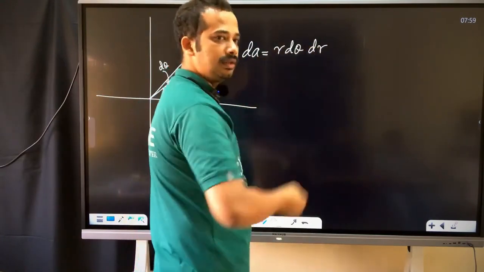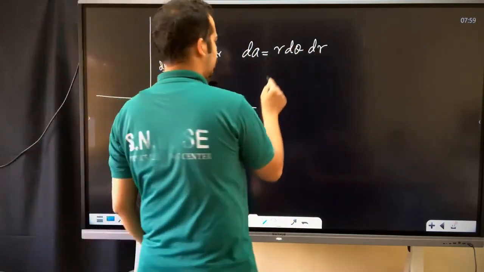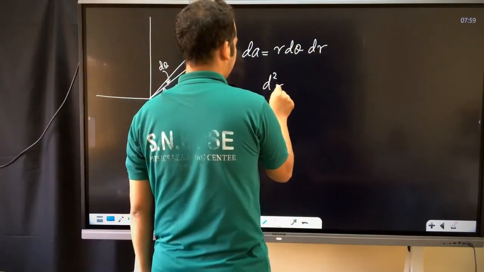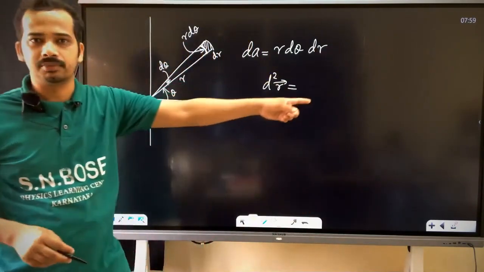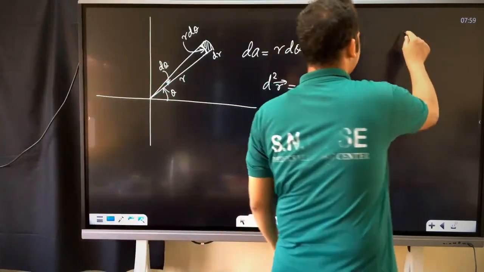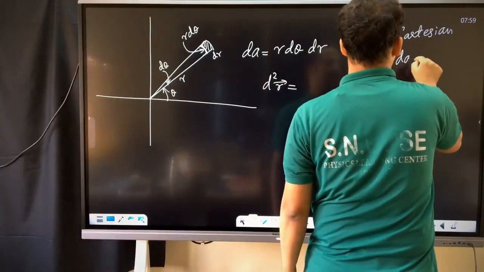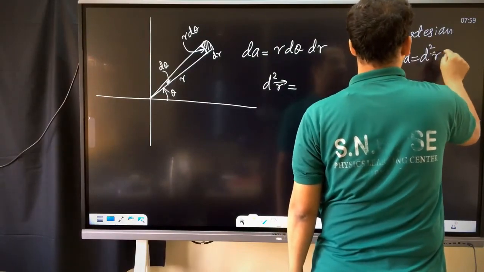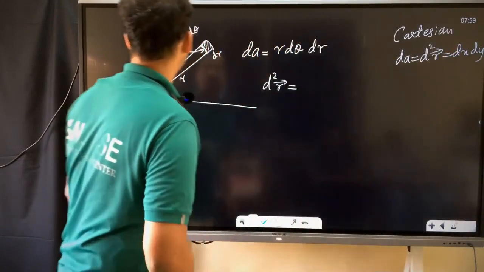In electrodynamics and all, for the area element we take dA. That's nothing but d square of r vector. That is simply dx dy on a Cartesian plane. So in Cartesian, dA or d square r vector is simply dx dy. Now in plane polar.